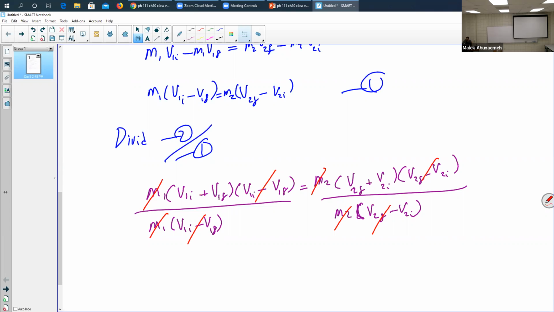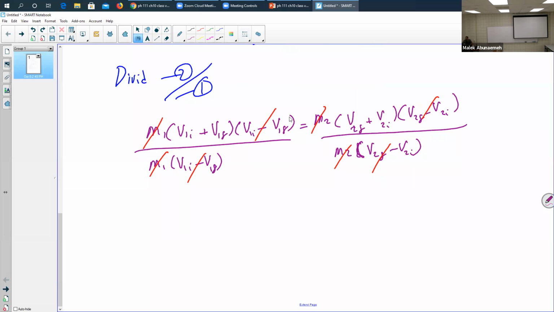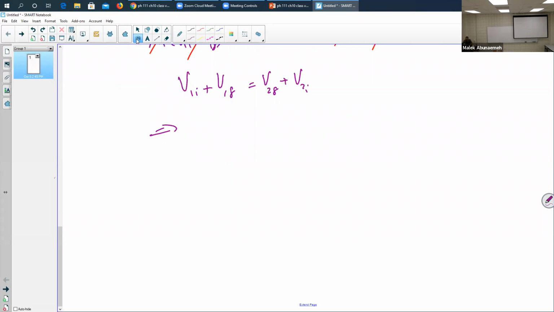So what do you have left? Your V1 initial plus your V1 final is going to equal your V2 final plus your V2 initial. That means your V1F is going to equal V2F plus V2I minus your V1 initial. We're going to call that equation number 3.